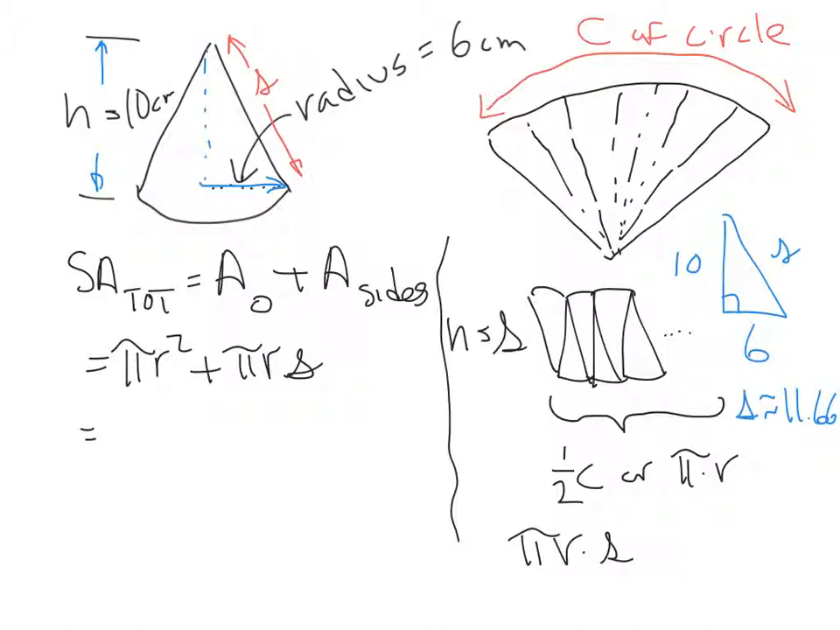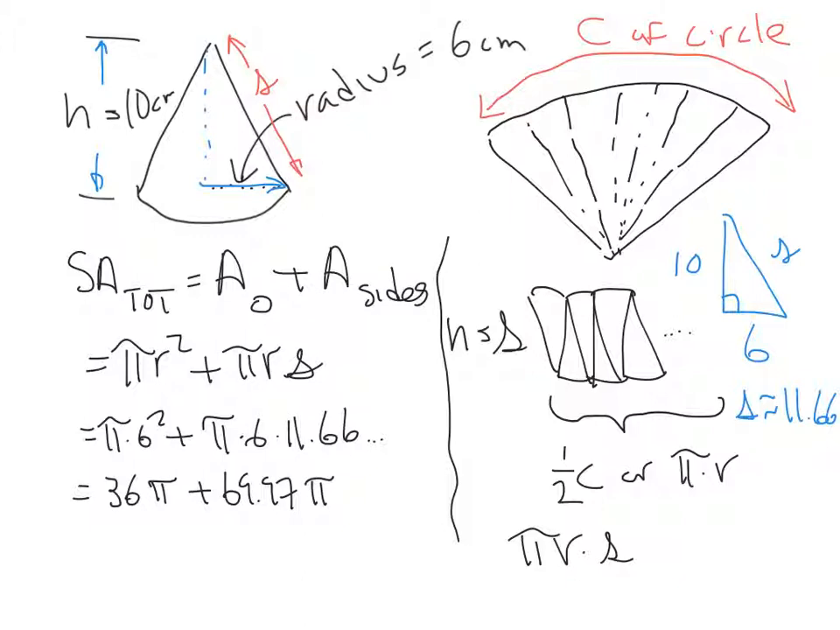And what we're going to get is then pi times 6 squared plus pi times 6 times 11.66. Now remember, it's not the radius of the circle and it's not the height of the cone, but in fact it's the slant height of the cone, which is in this case 11.66. If we calculate this out a little bit now, we'll get 36 pi, and 6 times this number is going to be 69.97 pi approximately.